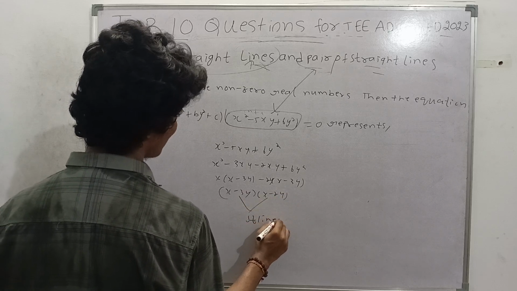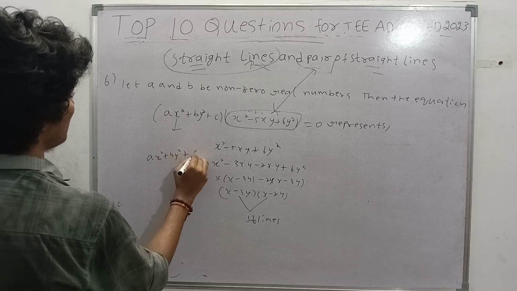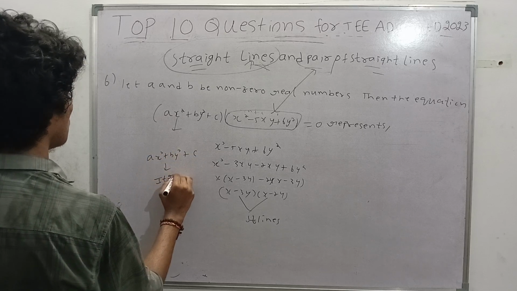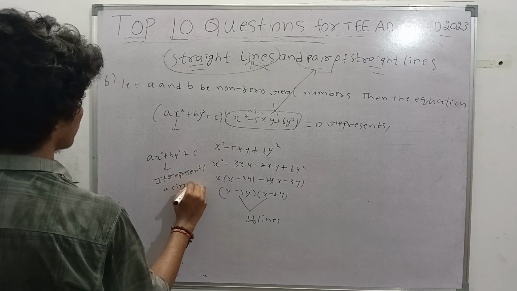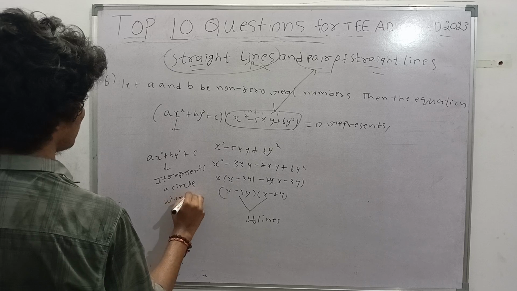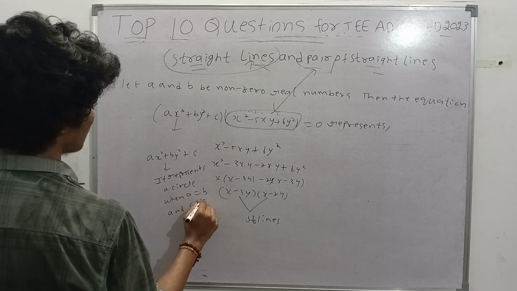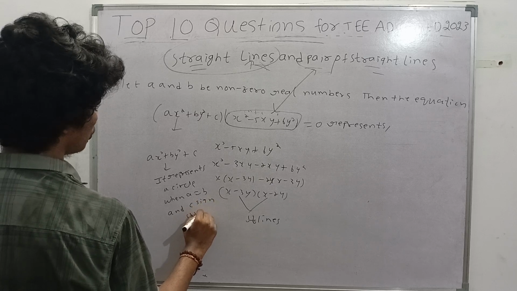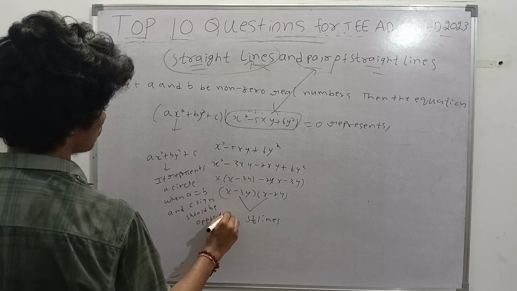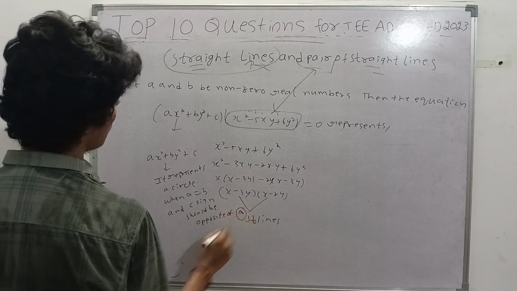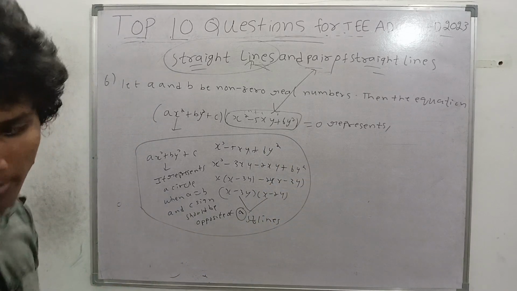So it represents 2 straight lines, and if you observe carefully, ax square plus by square plus c represents a circle when a is equal to b and the c sign should be opposite of a. This complete thing is represented by these 2 lines. So 6th question is completed.